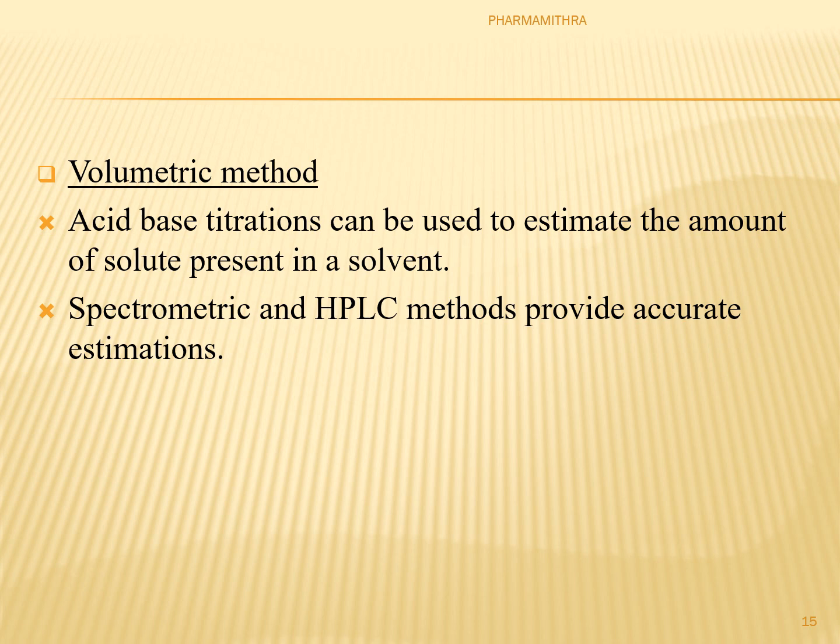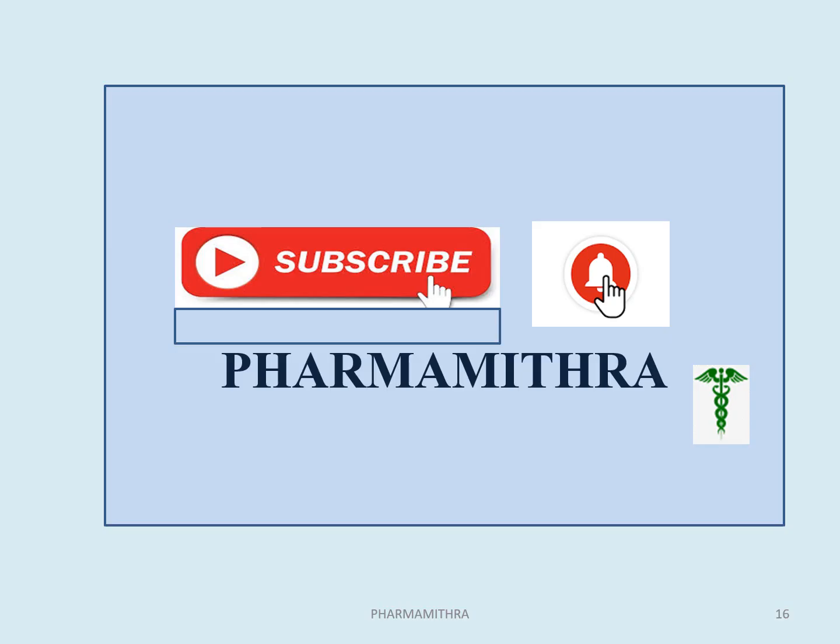The second analytical method is the volumetric method, meaning we carry out acid-base titration and estimate the amount of solute present in a solvent. For accurate estimation, we can go ahead with spectrophotometric or HPLC methods. So these are the various determination methods for finding out the solubility of solids in liquids.